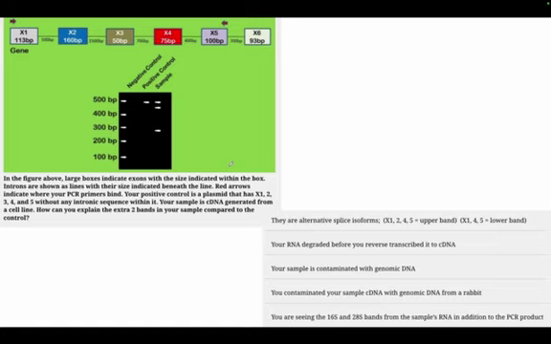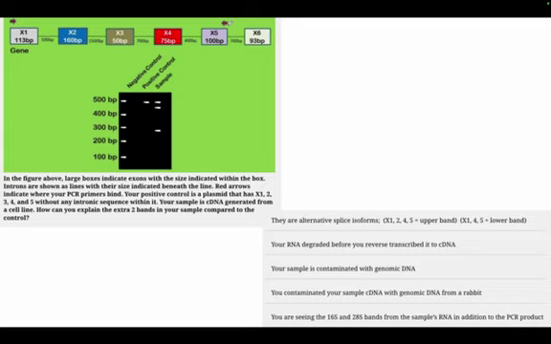It's another problem on agarose gels and PCR. In the figure above, the large boxes indicate exons with the size indicated within the box. Okay. So the regions in between are introns, so these will get spliced out. Red arrows indicate where the PCR primers bind. So PCR primers are binding here at the beginning of X1 and here at the end of X5.